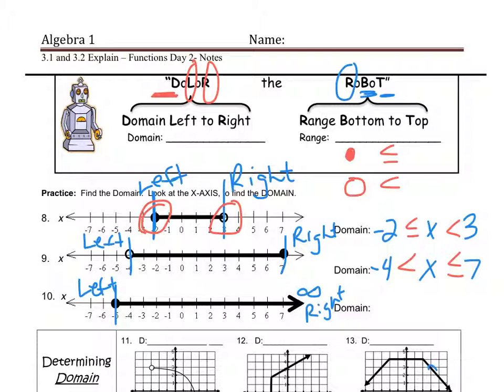It has an arrow. Okay, so my left is going to be -5. My right is infinity. I'm still dealing with domain. My left is a closed circle, so that's less than or equal to. And can you ever reach infinity? Well, you can't. So it's just going to be a less than sign. Okay, so let's practice a couple of these.